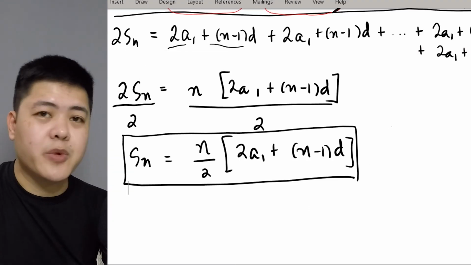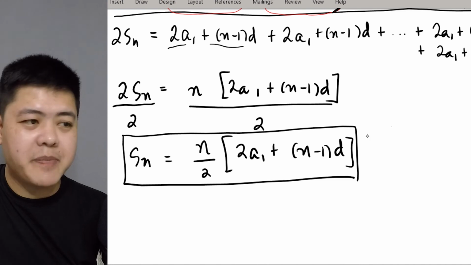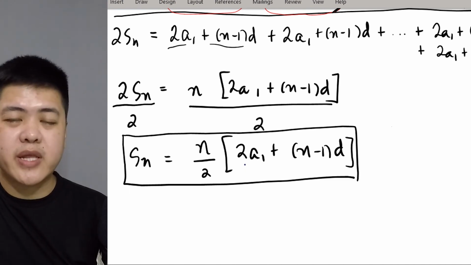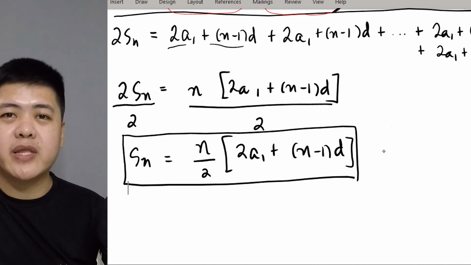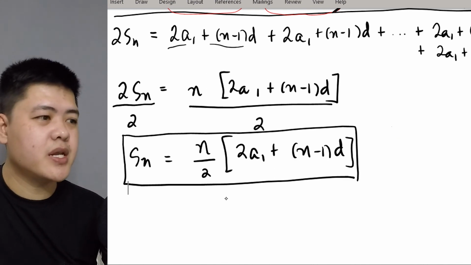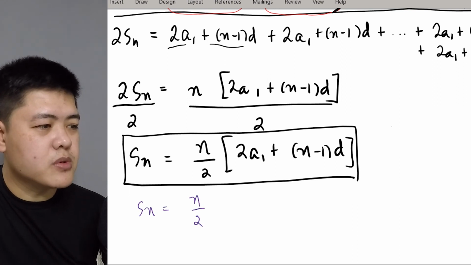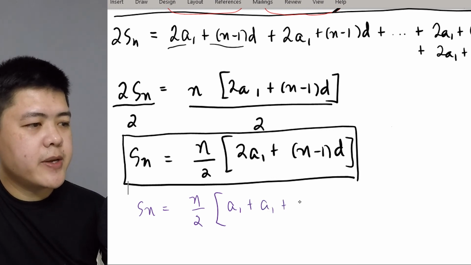Okay, so we can further simplify this and have a different formula. Alam natin that 2a sub 1 can be written as a sub 1 plus a sub 1. Ibig sabihin, s sub n, which is equivalent to n over 2 times a sub 1 plus a sub 1 plus n minus 1 times d.